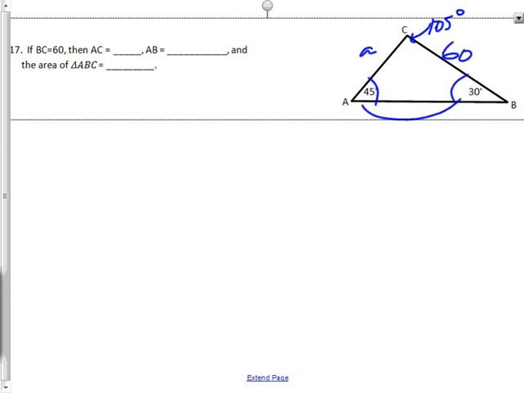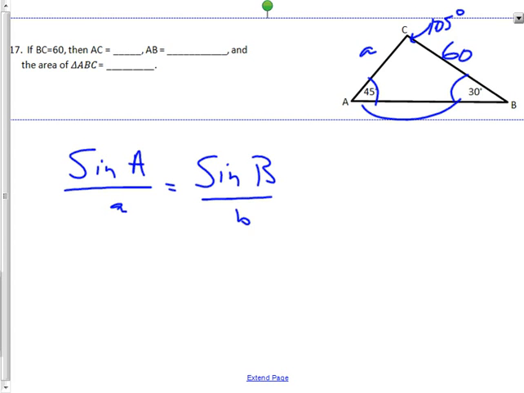Okay, I think I figured out that this is a problem where using the law of sines would be really handy. And if you haven't already been taking notes, I would strongly recommend that you write this one down. Sine A over A is equal to sine B over B is equal to sine C over little c.